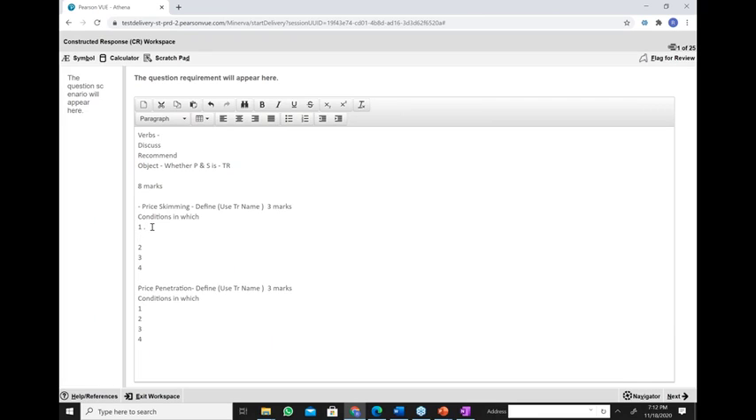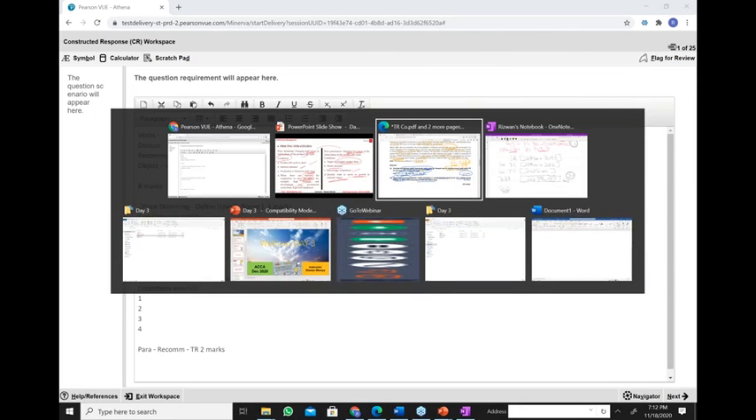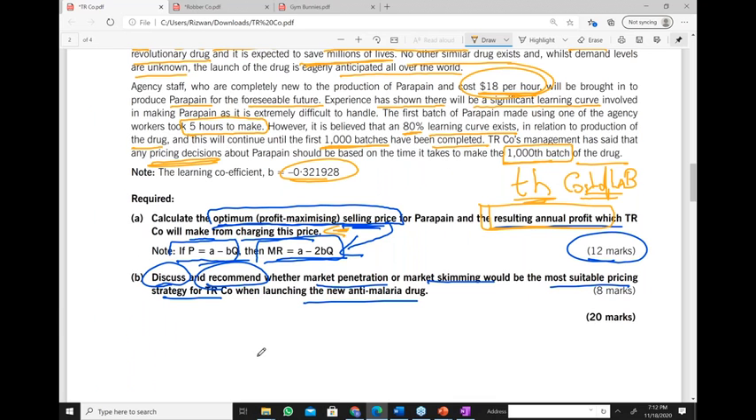The last is the recommendation paragraph. Paragraph for recommendation. And this recommendation will be done keeping in mind TR company. So 2 marks you will get for the recommendation. Now for recommendation you have to use the scenario. So let's use the scenario. Let's use this one paragraph here.